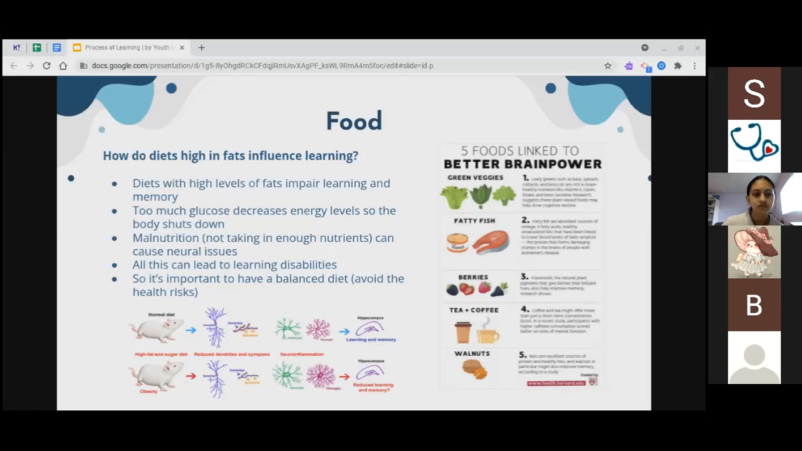Malnutrition can have serious consequences, such as long-term neural issues in the brain, which can result in learning disabilities and other medical complications. This is why it's very important to have a balanced diet, so you can avoid getting health issues and learn effectively. So make sure to eat healthy.